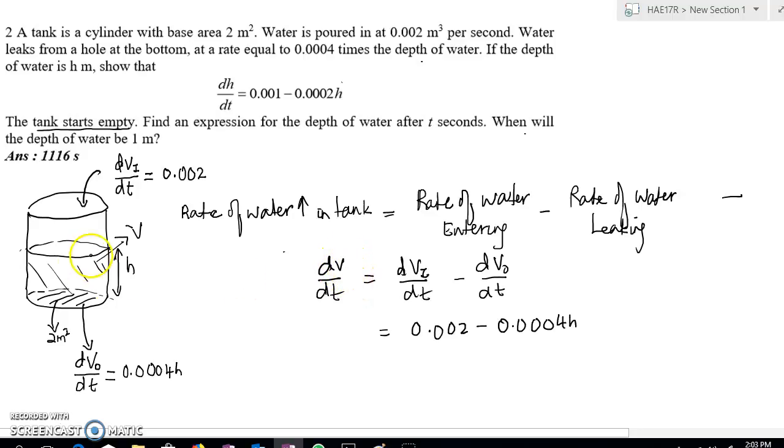Now, you will notice that V is the volume. Volume of water depends on the height of water and depends on the base area. Because the water takes the shape of the cylinder, we are talking about the volume of a cylinder. So we know very well that the volume of a cylinder, which is V in this case, can be given as pi r square h. Now we know that pi r square is the area of the base, which is 2. So let's replace it. So we have 2h here equals to this.